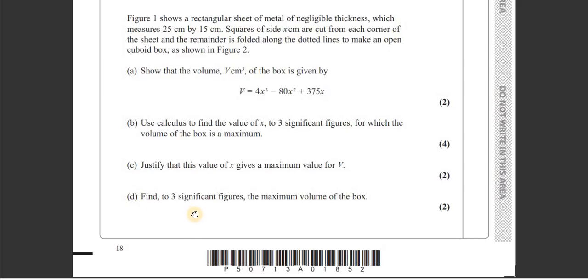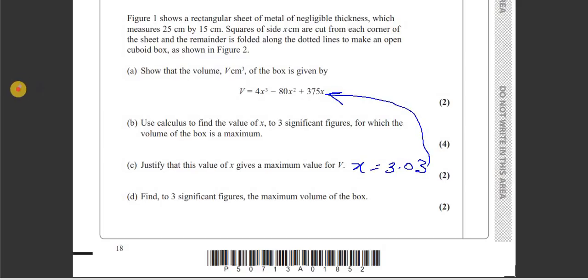D. Find to three significant figures the maximum volume of the box. Okay, you need to find the maximum volume. So we have proved that at x equal to 3.03 the volume is maximum. So for the final answer, we need to find the maximum volume. You just substitute x equal to 3.03 in the original equation, so you just put 3.03 in place of x.